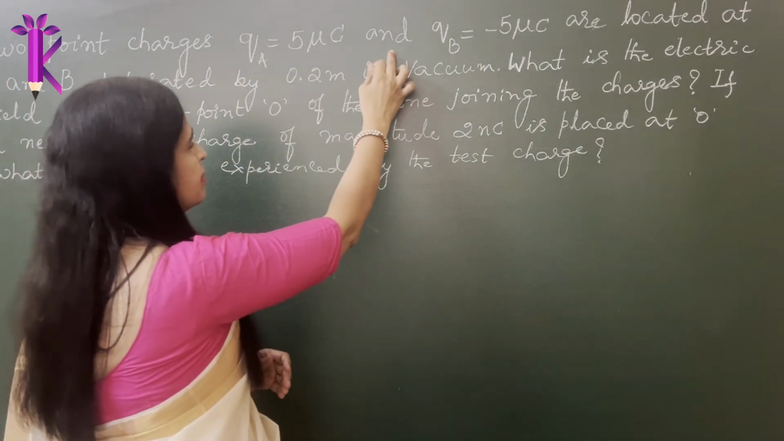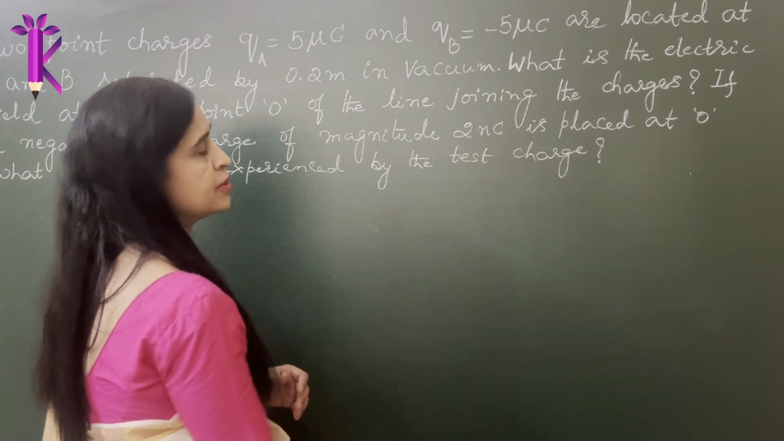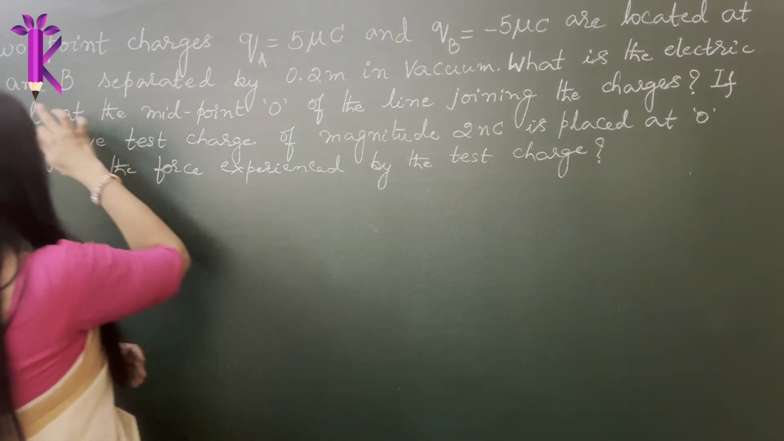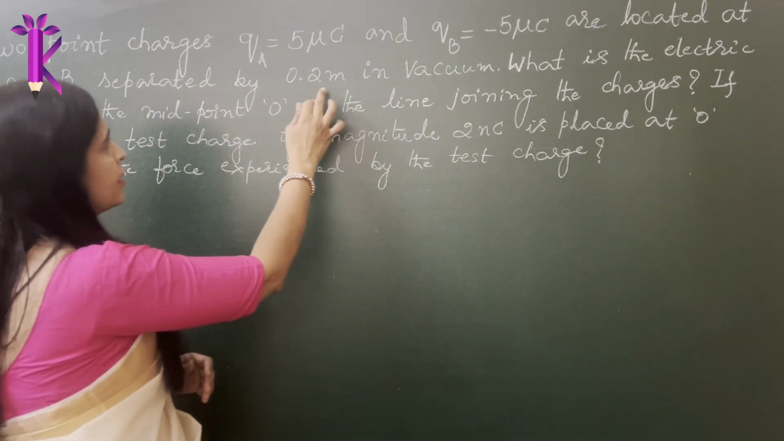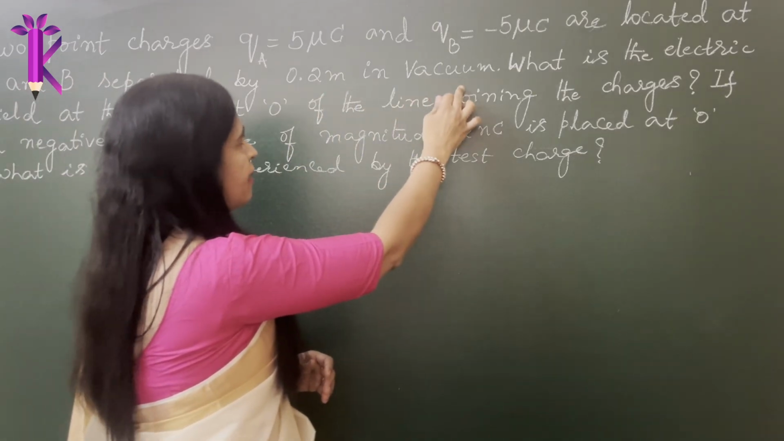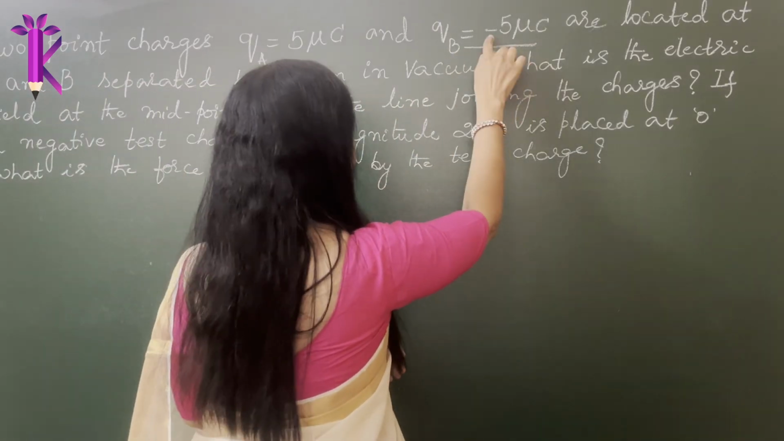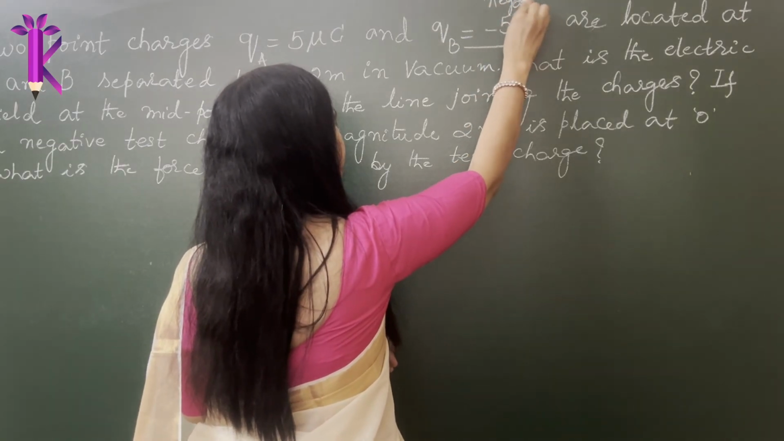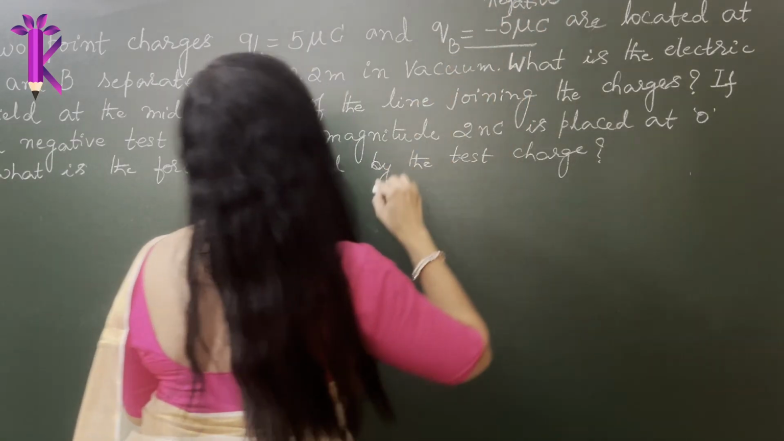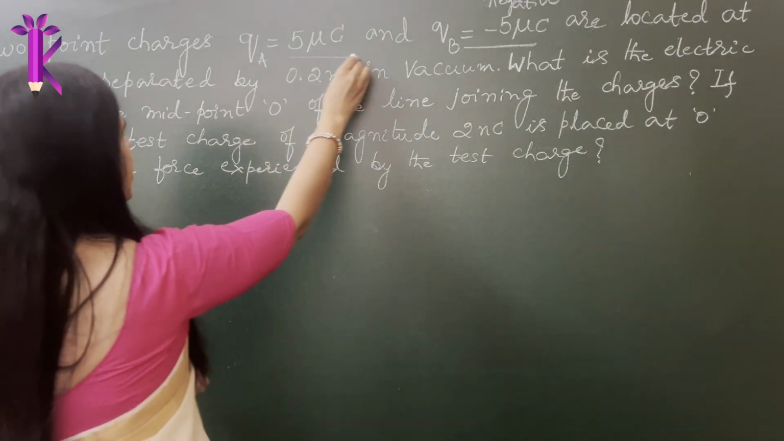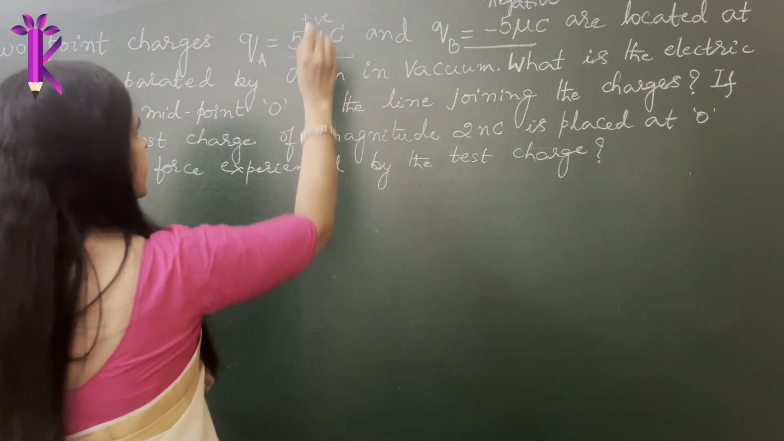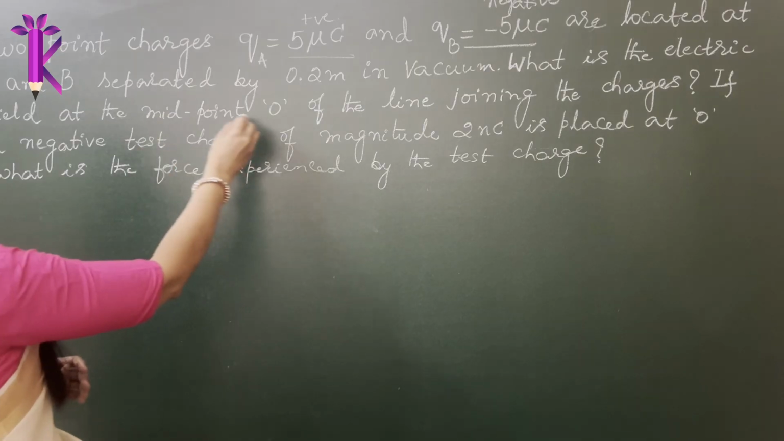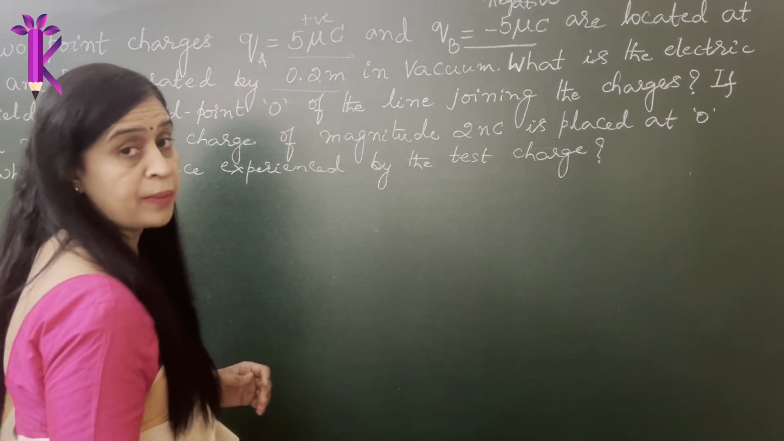One of the numericals that was given in the previous board examination was: two point charges QA 5 microcoulomb and QB minus 5 microcoulomb are located at A and B, separated by 0.2 meter in vacuum. So there are two charges. One is a negative charge, another one is a positive charge.